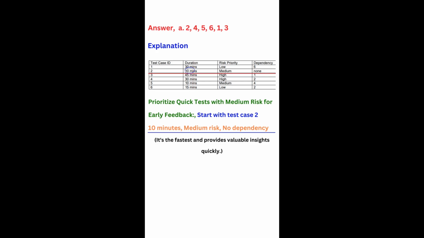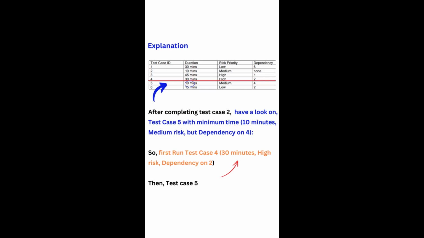Answer is option A. Explanation. Prioritize quick tests with medium risk for early feedback. So, start with test case 2, 10 minutes, medium risk, no dependency. After completing test case 2, have a look at test case 5 with minimum time, 10 minutes, medium risk, but dependency on 4. So, first run test case 4, 30 minutes, high risk, dependency on 2. Then, run test case 5.